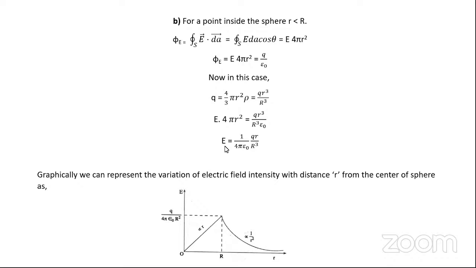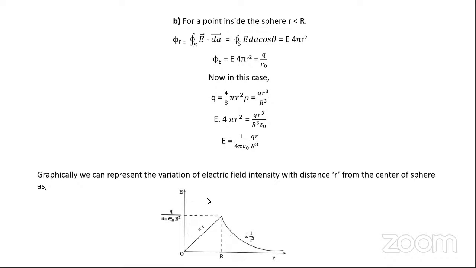Now, this is the change in the expression for electric field inside the charged sphere, right? Now, if we represent this graphically, this is the graphical representation of electric field intensity from the center of the non-conducting sphere up to the radius capital R of the sphere and outside the sphere.